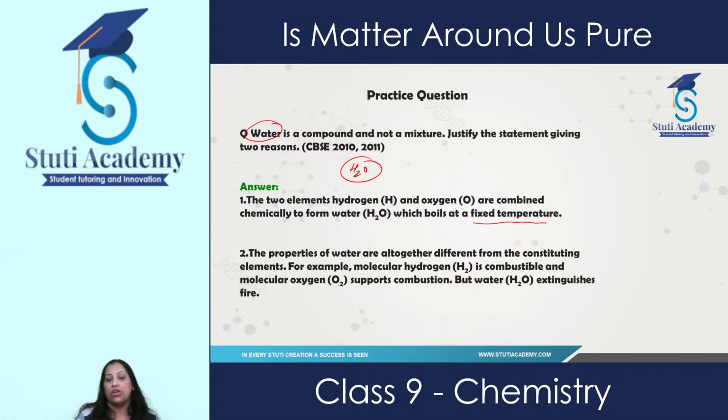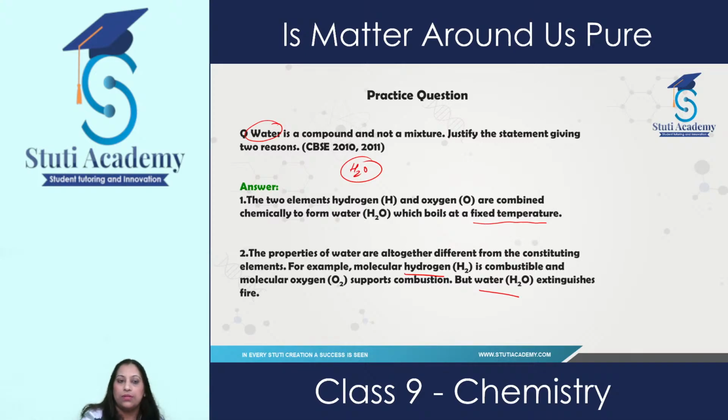And the properties of water are entirely different from those of hydrogen and oxygen. How can you say that? Hydrogen is a combustible substance, and oxygen is a supporter of combustion. And when we talk about water, it extinguishes fire. So just see, the properties of water are entirely different from those of hydrogen and oxygen. So that's why we call water a compound, not a mixture, because it follows all the characteristics of a compound. So that's why it falls under the category of a compound and not a mixture. I hope this question is clear to everyone.